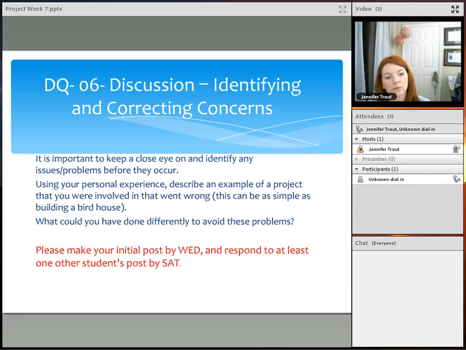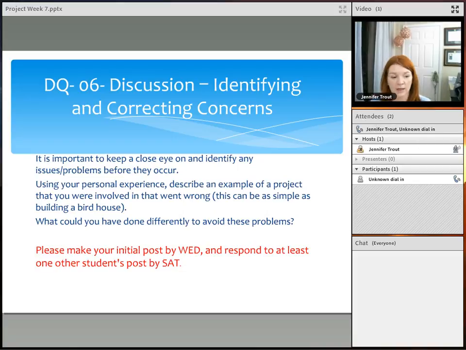The discussion post for this week is identifying and correcting concerns. It is important to keep a close eye and identify any issues or problems before they occur. This is that proactive nature that I like so much. Use your personal experience and describe an example of a project that you were involved with where everything, or a few things, went wrong.